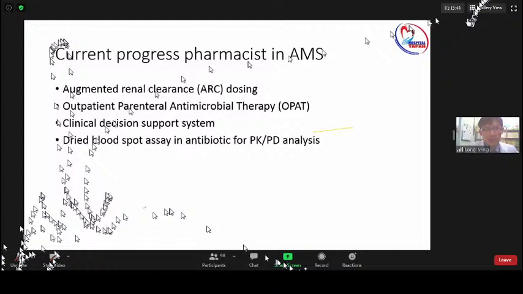This is an example of OPAT: when the patient is at home, how they inject this, how we teach them, and how they bring it home. Okay, so these are some of the pharmacy roles in OPAT, and this is the clinical decision support software. It's not a Malaysian one. I took the screenshot from another country to show you that with software, it is easier to run AMS by pharmacy.